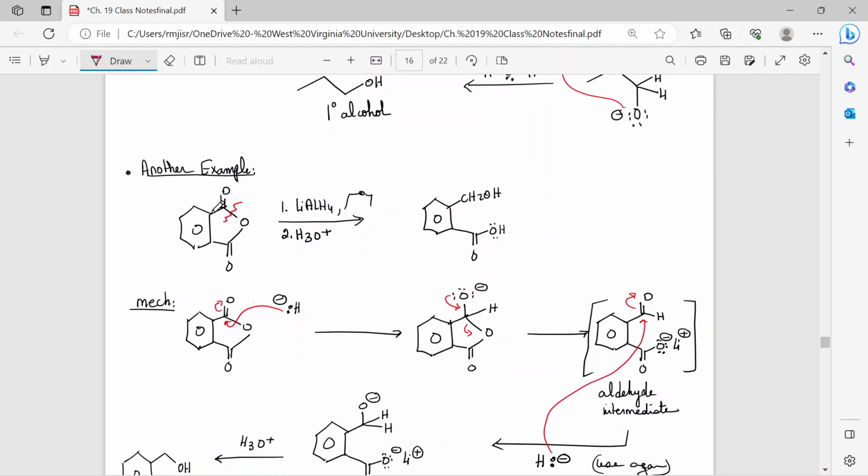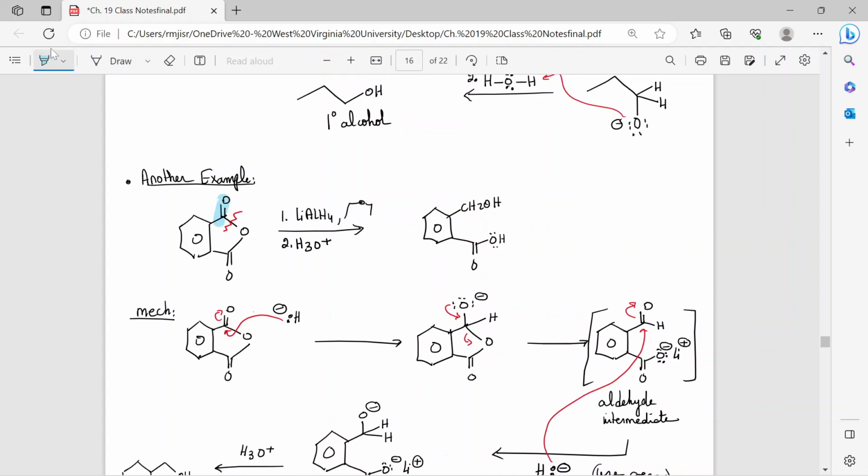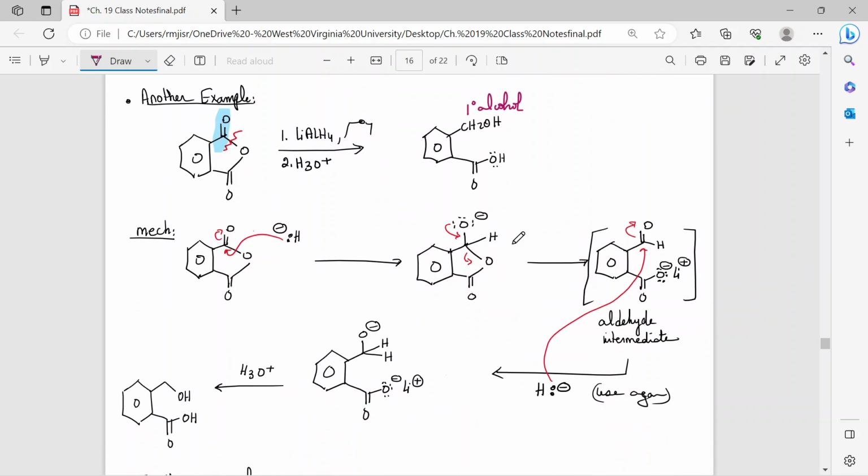Let's have an example here. This is a cyclic anhydride. So we're going to break the bond between the carbonyl and the oxygen. It is this carbonyl over here that is going to get reduced into a primary alcohol. The rest of the anhydride is going to pick up a hydrogen from the second step and become an acid.